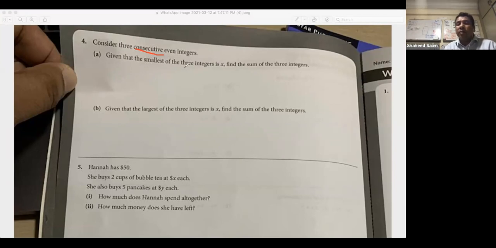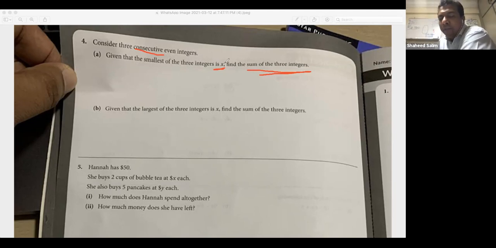Given that the smallest of the 3 integers is x, find the total of the 3 integers. If you don't like the word integers, we change it to numbers. There are 3 numbers. The smallest of the 3 numbers is x. What are the other 2 numbers? And what's the total of the 3 numbers? That's what they're asking you.